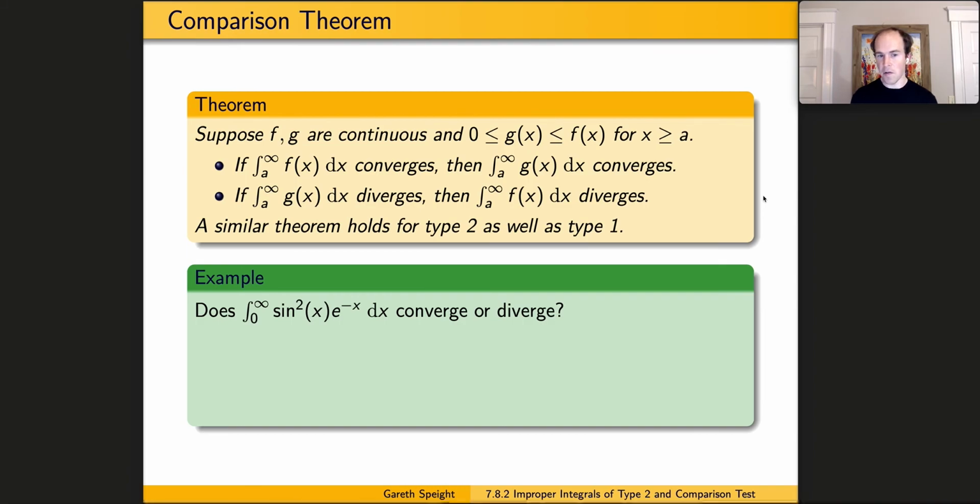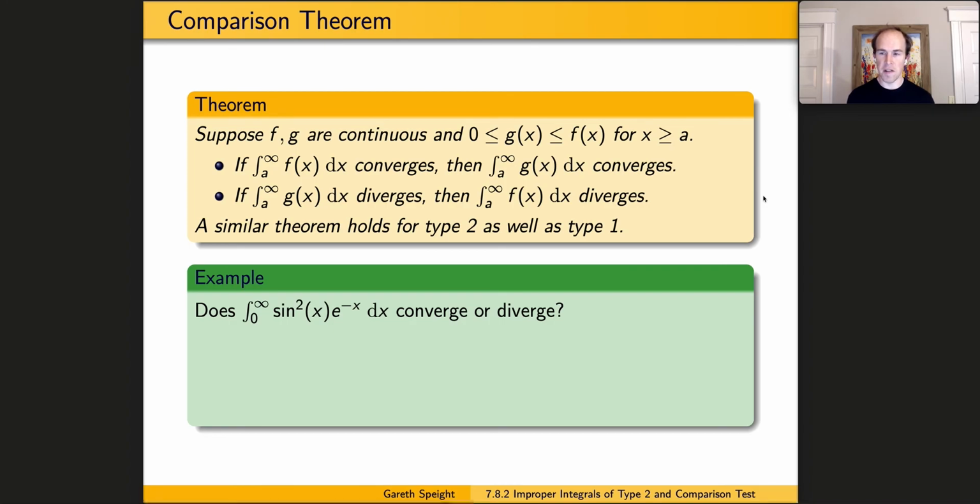Okay, so for example, let's see an easy example. Does the integral of sine squared x times e to the minus x converge or diverge? This is an improper integral of type 1, so we maybe want to use the comparison theorem. The comparison theorem is useful if we can't compute everything. Okay, this looks like it's very hard to integrate, if we can even do that at all. So if it looks like we can't integrate it explicitly, we might want to use a comparison theorem. Okay, what should we compare it to?